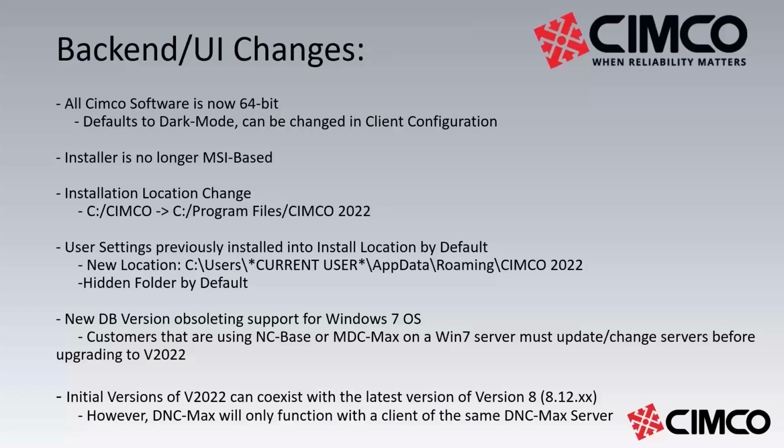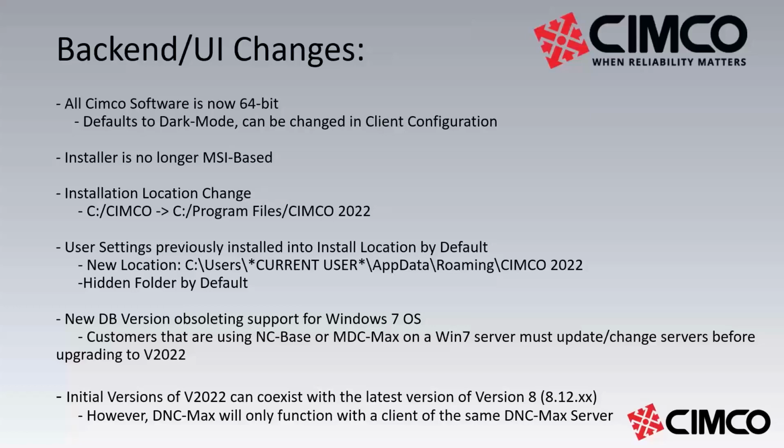So just to start off, Cimco software beforehand has all been able to run on 32-bit systems in the past. Starting with the new version in 2022, it's all 64-bit. So you might see a little bit of functionality difference if you are installing on a 32-bit system. It still technically can run, but we definitely recommend installing on a 64-bit system moving forward. We'll go over a few differences that affect the database side of things as well if you are an MDC or an NC-based customer. But we just wanted to make sure that was clear before we started here.